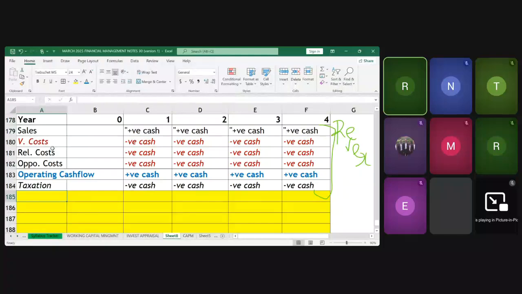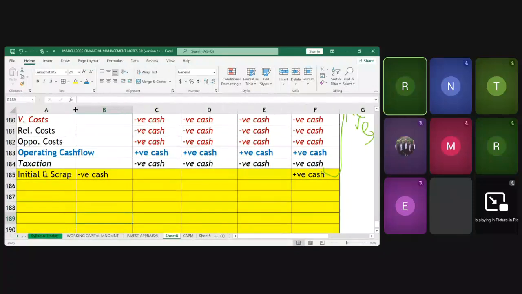On the capital side, I'm going to have initial investment and scrap. My initial investment is a negative cash in year 0, and then scrap goes to the final year as a positive cash, if it is available.